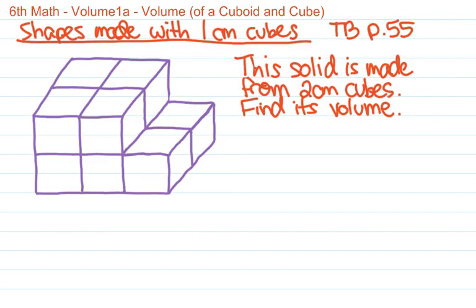All right. Shapes made with 1 centimeter cubes. This is textbook page 55, so you should be open to that. And I'll just tell you right now, this solid is made from 2 centimeter cubes, just like the picture you see in your textbook. So that means I could call this 2 centimeters and this 2 centimeters, and this over here.